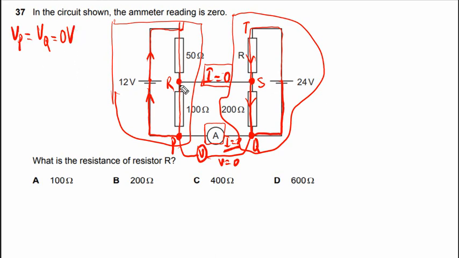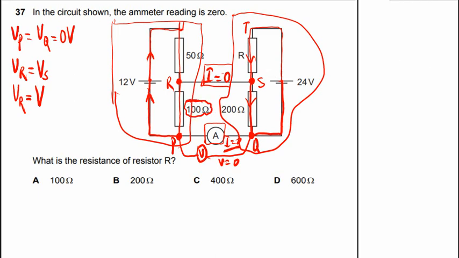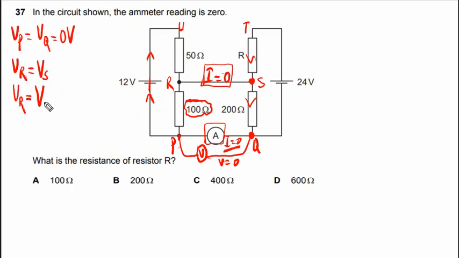Now, potential at point R is also equal to potential at point S. We can simply say VR is equal to Vs. Now, the next question is how we can find the potential at point R. In order to find the potential at point R, we can simply write that the potential at point R is equal to the potential difference across this 100 ohm resistor. Let me clean first of all. It simply means that the potential at point R is equal to the potential difference across the 100 ohm resistor.